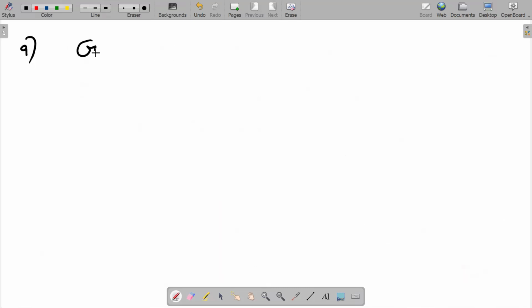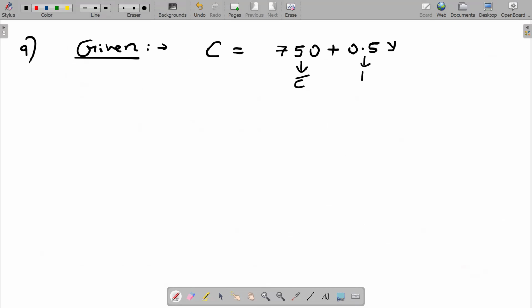I'm quickly writing what is given to us. We are given that the consumption function is 750 plus 0.5y. Just by looking at the consumption function, students can see that the autonomous consumption is 750 and the marginal propensity to consume is 0.5. Okay, this is my consumption function, and we are given that the investment expenditure is 2300.